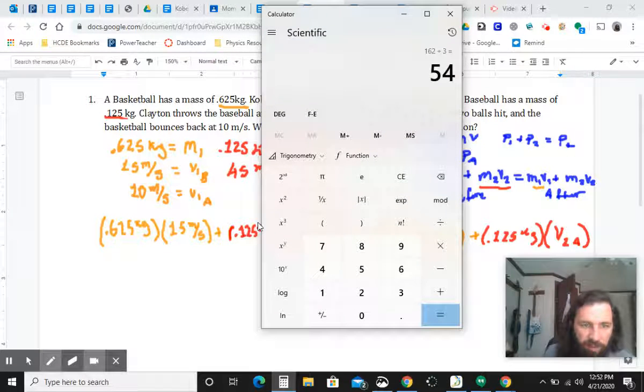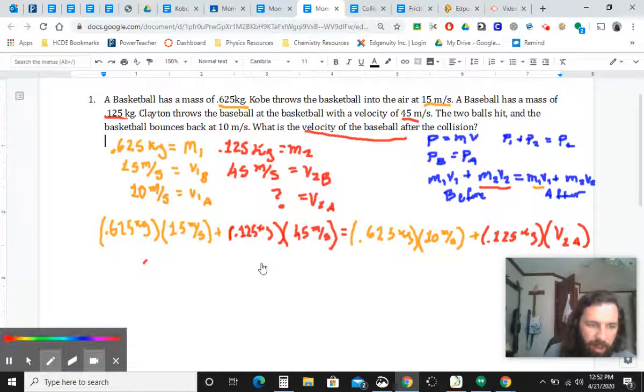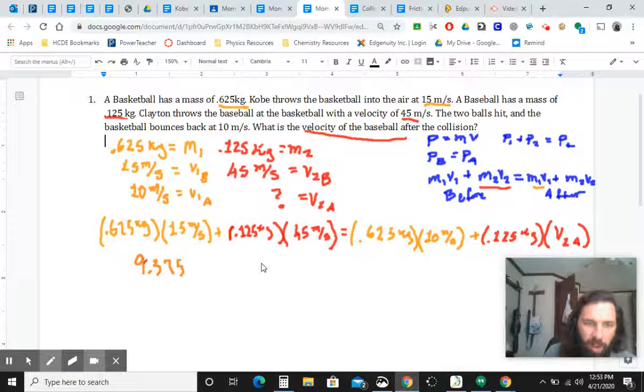Okay, so 0.625 times 15. That's pretty easy. Let's clear this all out. We have 0.625 times 15 equals 9.375. Okay, so let's write that down here. Go back to orange for our basketball. And I said that was 9.375. What are we talking about? Kilogram meters per second. Okay. Kilograms meters per second. Okay, that was easy. That's not quite the same color orange, but you get the idea.